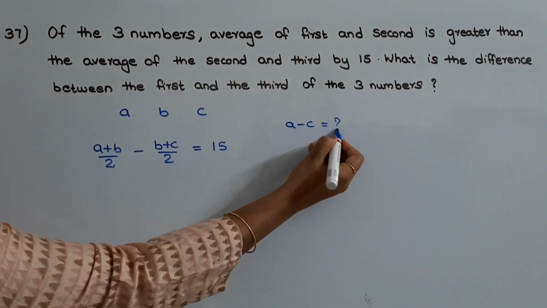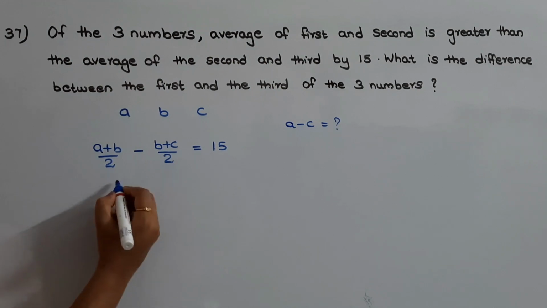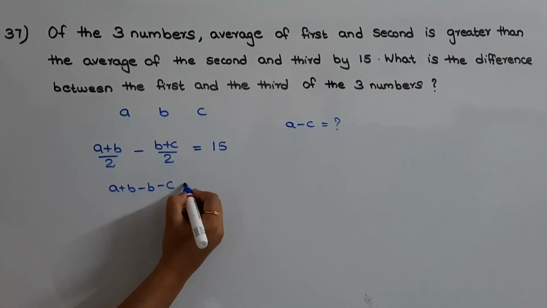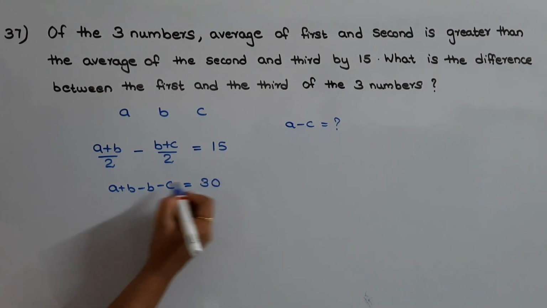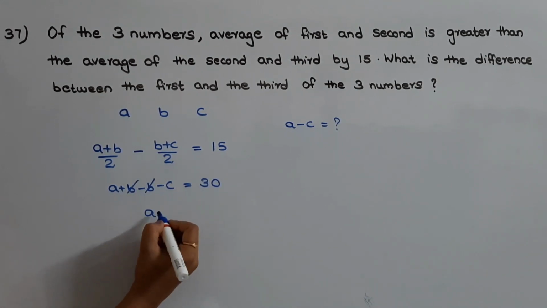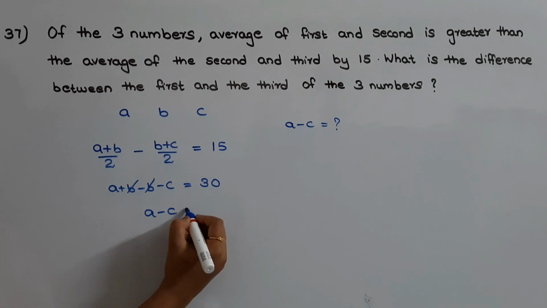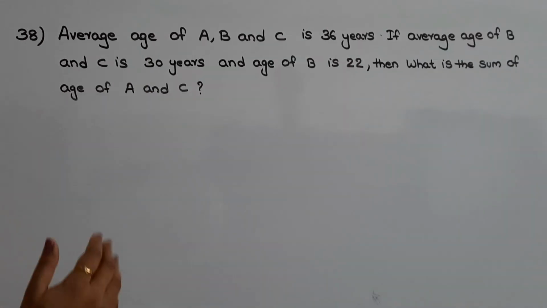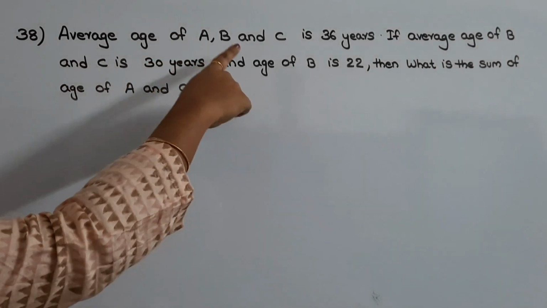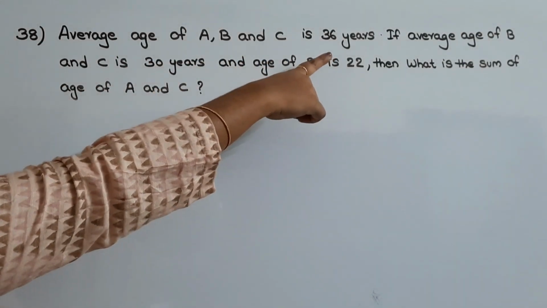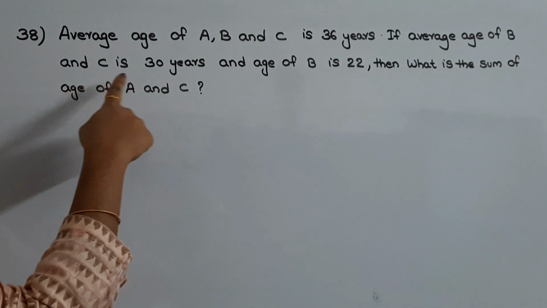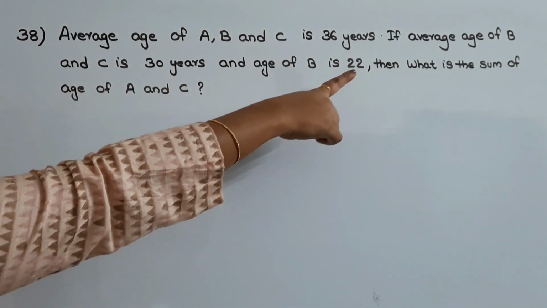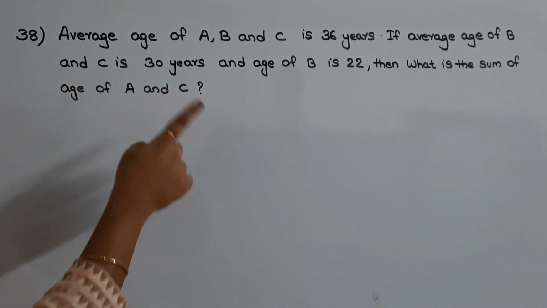Now on solving this, we will get A plus B minus B minus C is equal to 30. So from this we can find out the value of A minus C directly as 30. The next question is, average age of A, B and C is 36 years. If average age of B and C is 30 years and age of B is 22, then what is the sum of age of A and C?